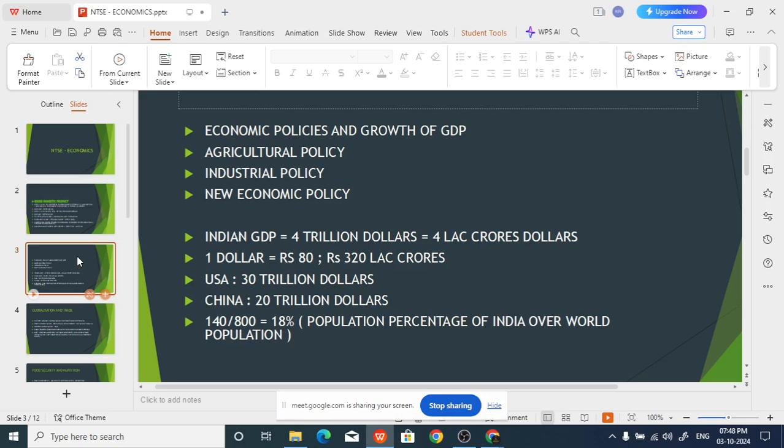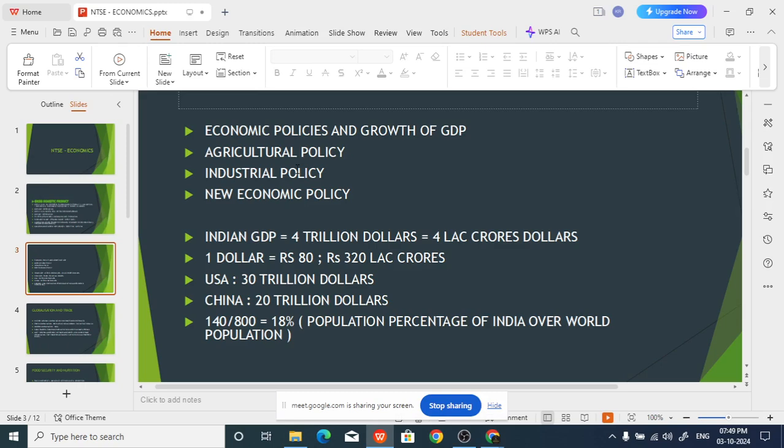How they can get that kind of GDP, that we will see in one of the other classes. Okay. So, how do we increase the GDP? You should have good economic policies. You should have good agricultural policy. You should have good industrial policy. You should have good economic policy. So these policies will decide how fast our GDP grows. What is the GDP growth of India? Any idea? This year, last year?